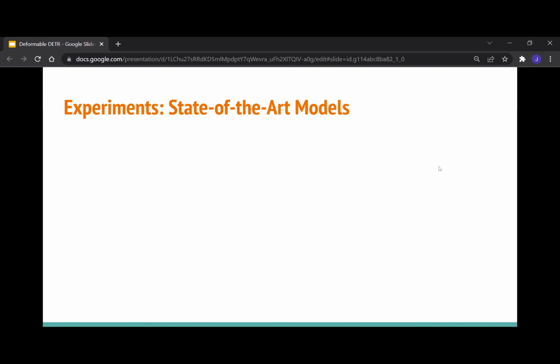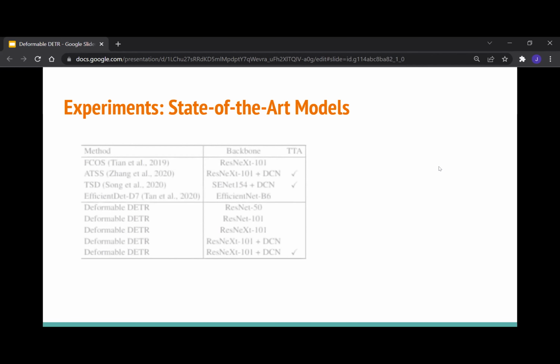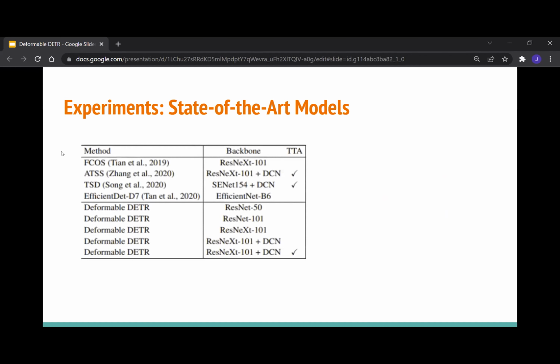Finally, we have its comparison to state-of-the-art models, which, as we can see here, first of all, we have these 4 models here, which were created within 2 years of this paper being made, as this paper was presented in 2021. So we can see here, each of them using a different CNN backbone. And then over here, we have whether it uses test-time augmentations, such as horizontal flip and multi-scale testing.